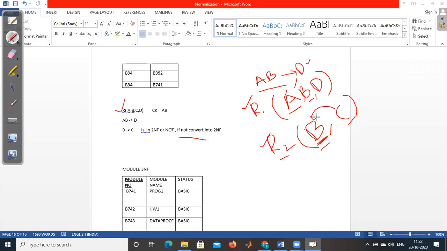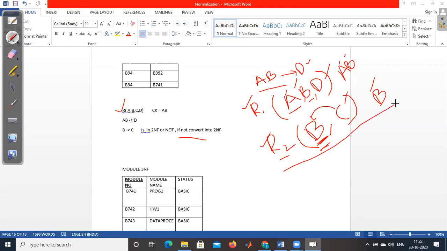So relations R1 and R2 satisfy the second normal form. All non-key attributes should be fully dependent on primary key attributes. For this relation, B is the key. For this relation, AB is the key. So D depends on AB, and C depends on B.